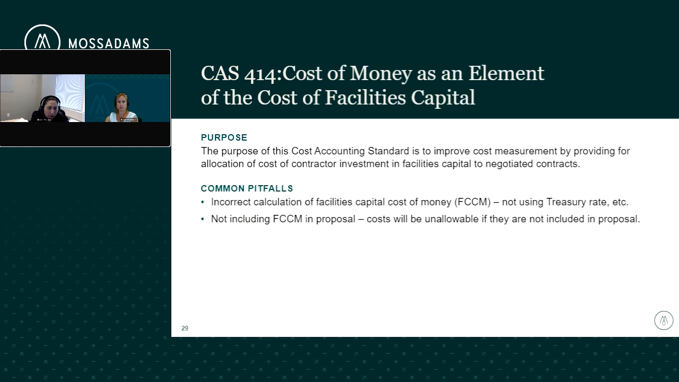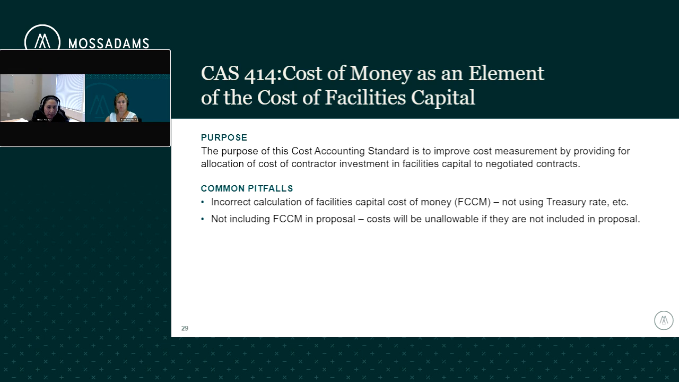And then CAS 414 is the cost of money as an element of the cost of facilities capital. This one tends to be a little bit confusing, just because its terms are outside of the regular tax term or even GAAP terms. Really, the standard is that contractors should look at it, especially if you have a large fixed asset base. With interest rates rising, it may have a big impact on costs that you are able to claim.